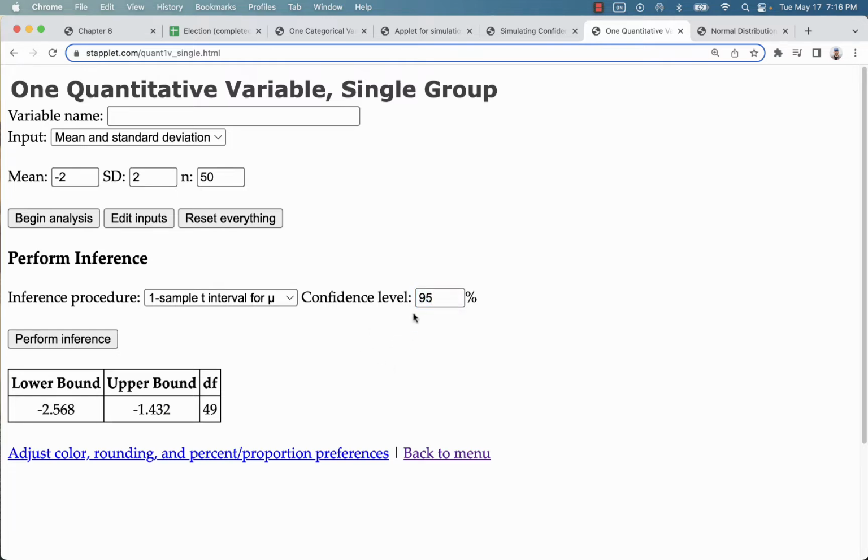So we can't really use the word probability. We don't know what an individual person's probability is. We don't want to use the words percent chance, and we're not really looking at individual people in general. All we're saying is we are 95% confident that the average drop in cholesterol is somewhere between 2.568 and 1.432. So that's how you would interpret this confidence interval.